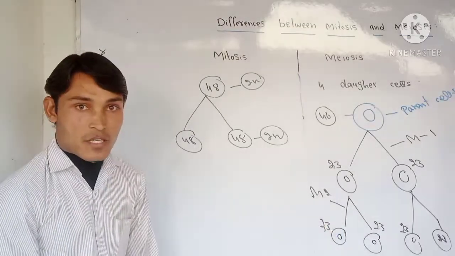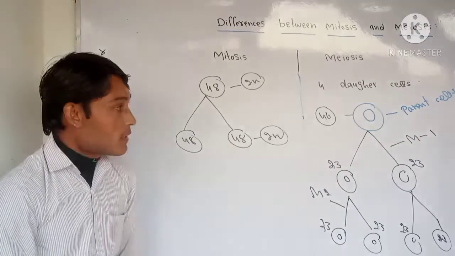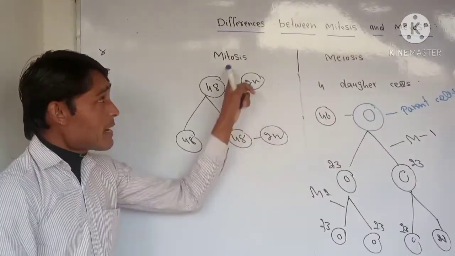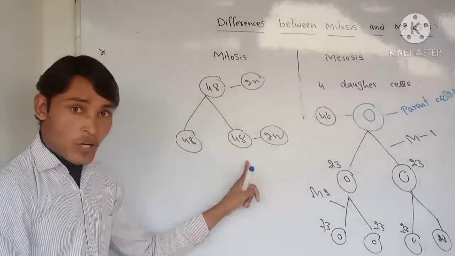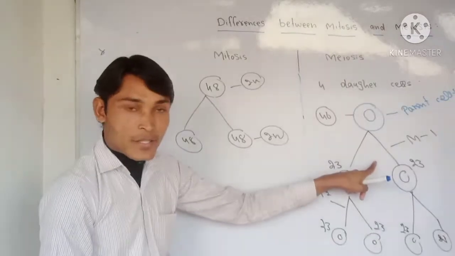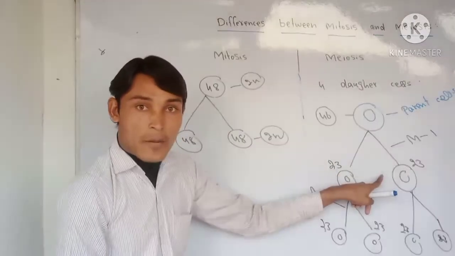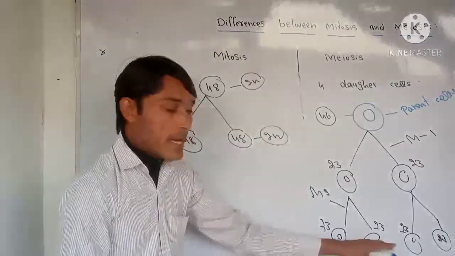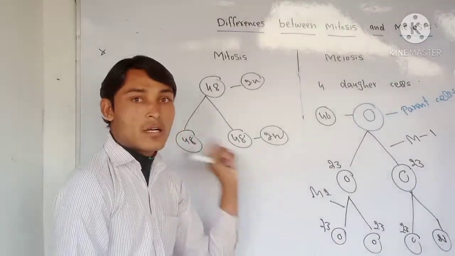And what is the difference here? So we should know about the difference is that in mitosis, the full number of chromosomes is received by the daughter cells, while in meiosis 1, the daughters receive half the number of chromosomes, and meiosis 2 is exactly the same as mitosis.